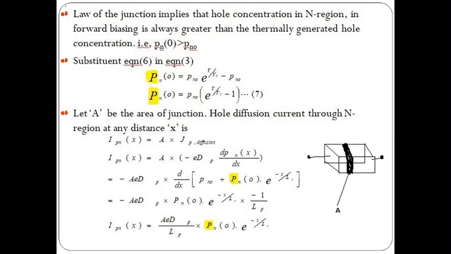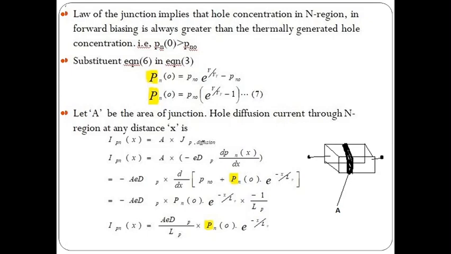So in this, Pn of x is replaced, we already know, with Pn naught plus Pn of 0 into e power minus x by Lp. We know this is equation number 2. From that equation we replace that Pn of x.